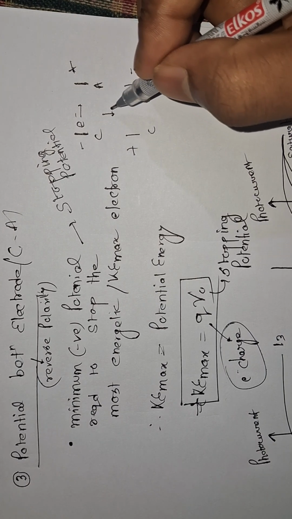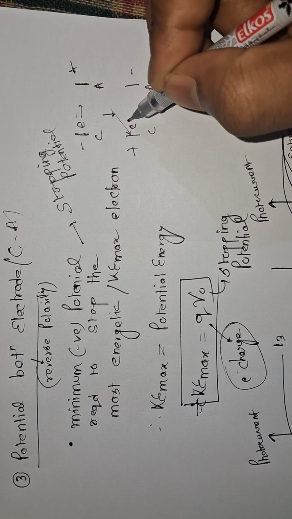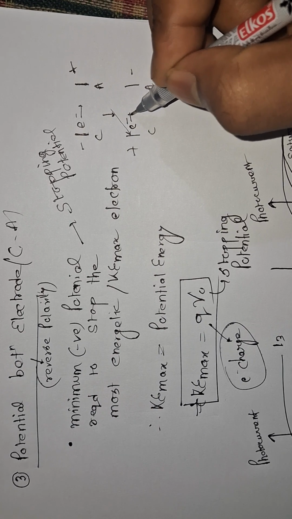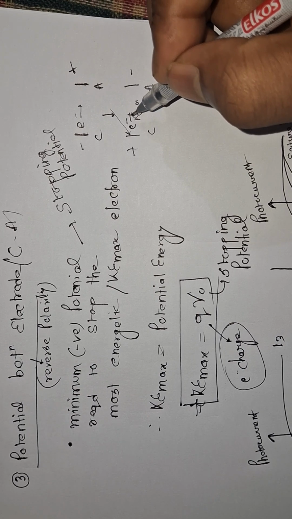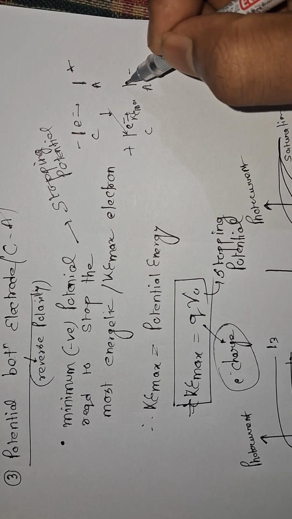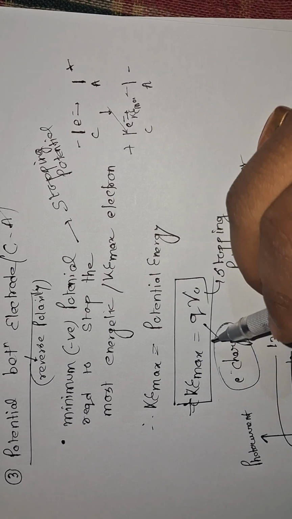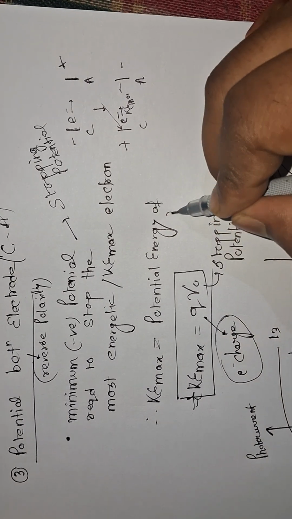So what will happen? The light will strike this cathode plate, the electron will get ejected, and that electron will move under the influence of its K max. But as you can see, the important thing is that the electron is of negative charge and this plate is also of negative charge, so there will be a mutual repulsion among them, and the kinetic energy max will be converted to the potential energy of repulsion.